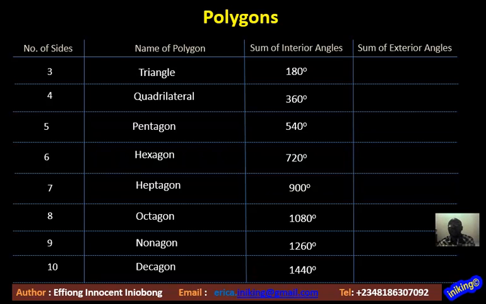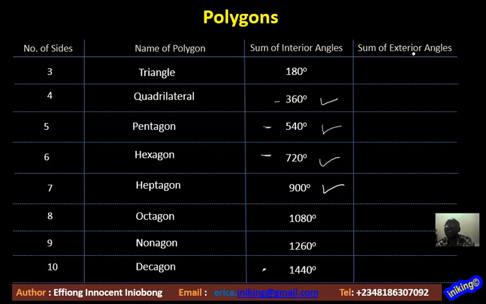We have that for a triangle, the sum of interior angles is 180. For a quadrilateral, 360. For a pentagon, 540. For hexagon, 720. For heptagon, 900 and down. And if you observe very well, you find that the difference is always 180 degrees. If I say 180 plus 180, I have 360. I add 180 to 360, it gives me 540. I add 180 to 540, I get 720. So you can just do that till you get down to the decagon.